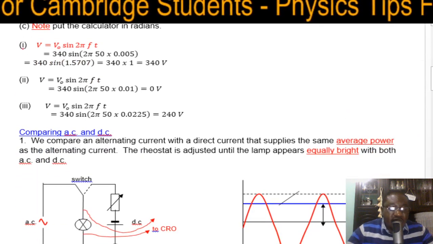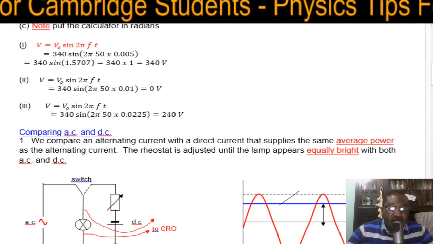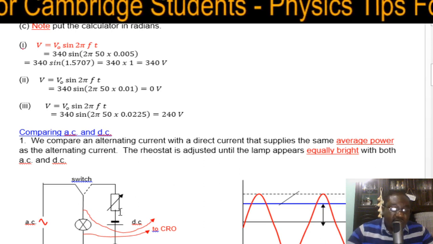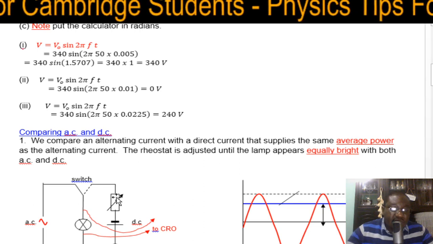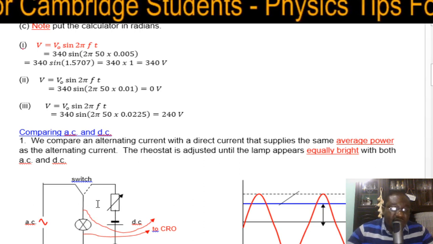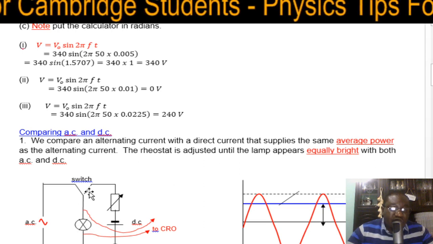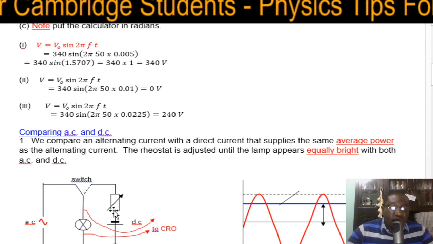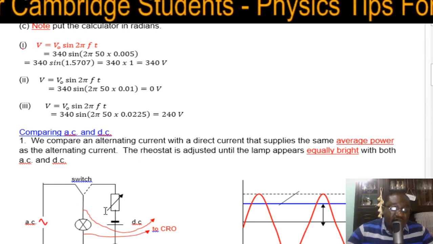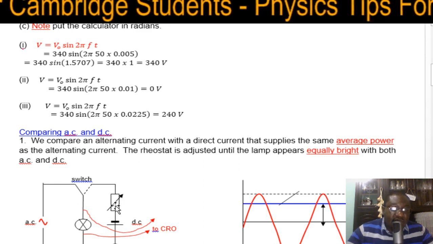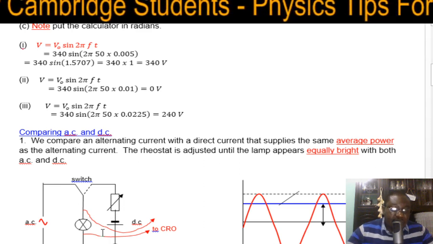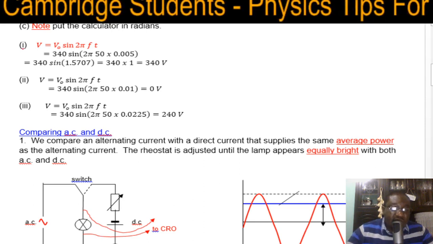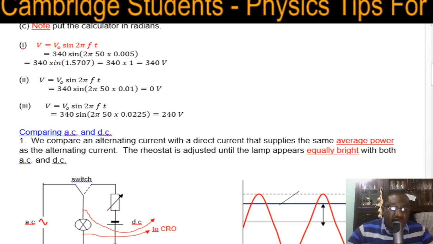Now comparing AC and DC, we compare an alternating current with a direct current that supplies the same average power as the alternating current. The rheostat here in this diagram is adjusted until the lamp gives the same brightness when this two-way switch is on the DC side or on the AC side. So the idea there is to get the same brightness as you adjust the current on this side here where there's DC. You find that you strike a balance with our main supply. You strike a balance on current is 0.3 amps.